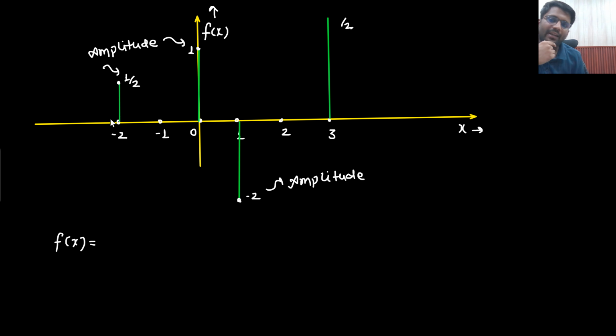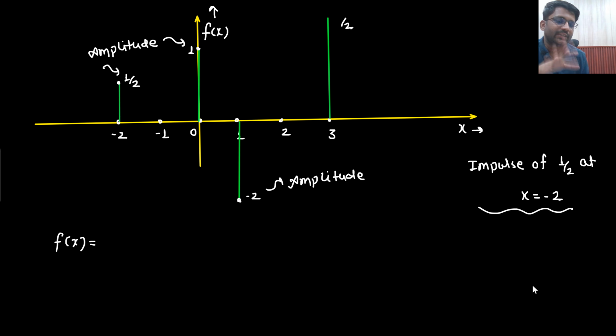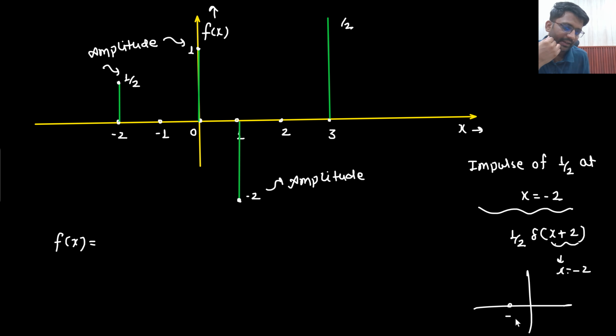So if I say that I am having an impulse of 1 by 2 at x equals to minus 2, that would be wrong, right? But if I need to show this function, then how will I show it? An impulse of area 1 by 2 at x equals to minus 2. Why am I showing x plus 2? Because if I put x plus 2 equals to 0, then I will get x equals to minus 2. That means I am having an impulse at x equals to minus 2 with the area 1 by 2. So this is how I will be showing it.